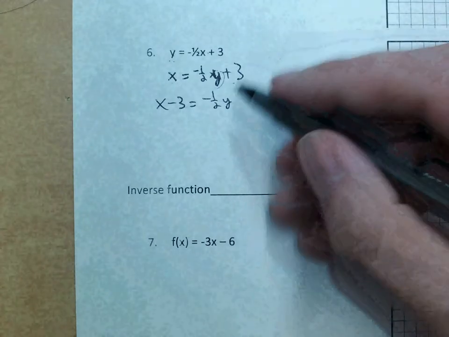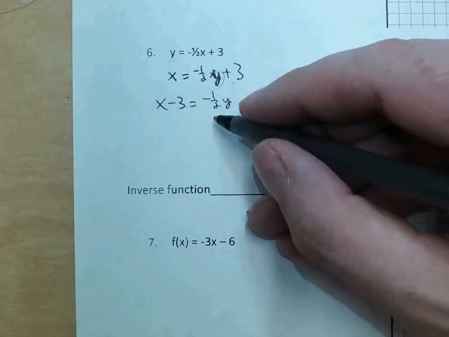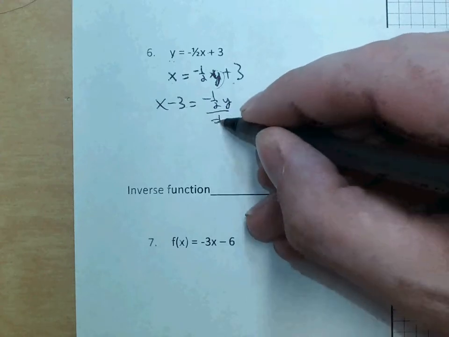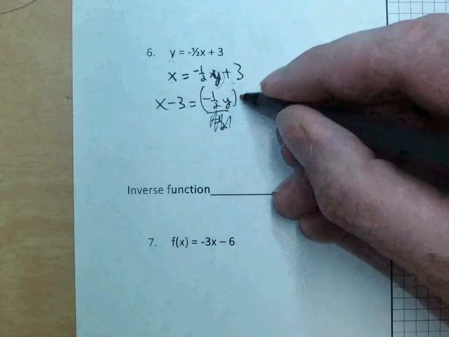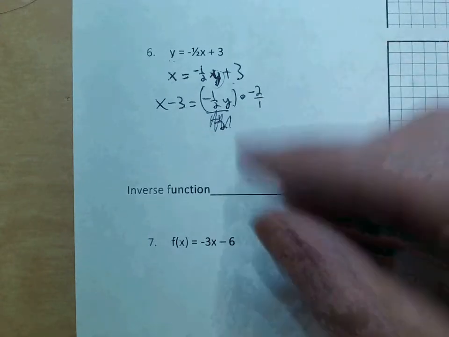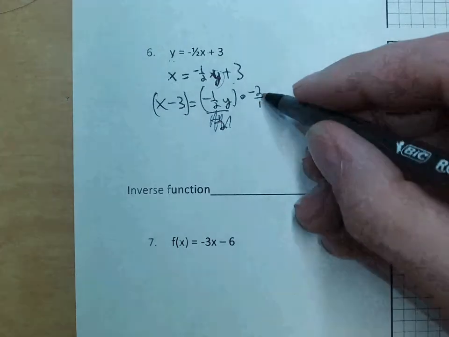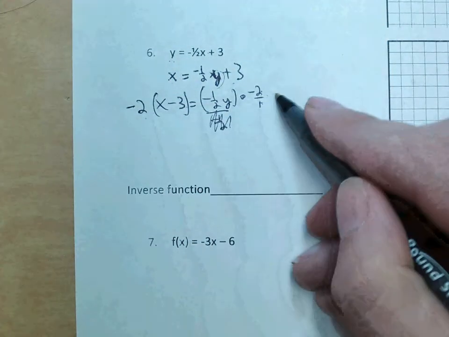And remember, to get rid of a fraction, it's multiplying by negative 1/2, so we need to divide by negative 1/2. When you divide by a fraction, that's the same as multiplying by the reciprocal, negative 2 over 1. And if we multiply by negative 2 over 1 on this side, we need to multiply by negative 2 over 1 on this side. Now negative 2 over 1 is just negative 2. So I'm multiplying by negative 2 on both sides.